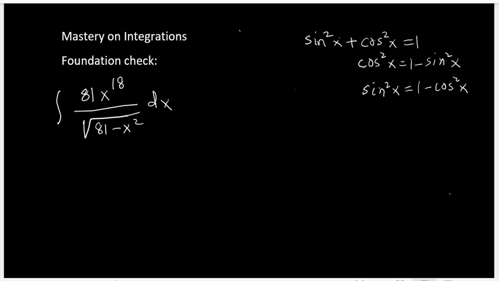All right, in this video, we'll be working on a very complicated integral problem. You can see you have 81 x to the 18 over square root of 81 minus x squared dx. So this problem can be solved using a simple trig substitution. When I see 81 minus x squared, it looks like if I take x equals sine theta, that will be helpful. So how do you do that?